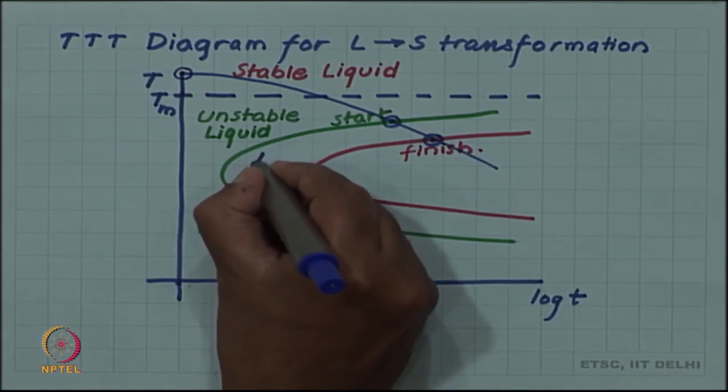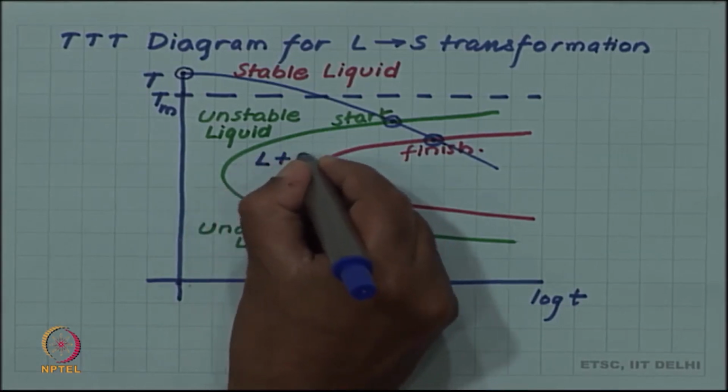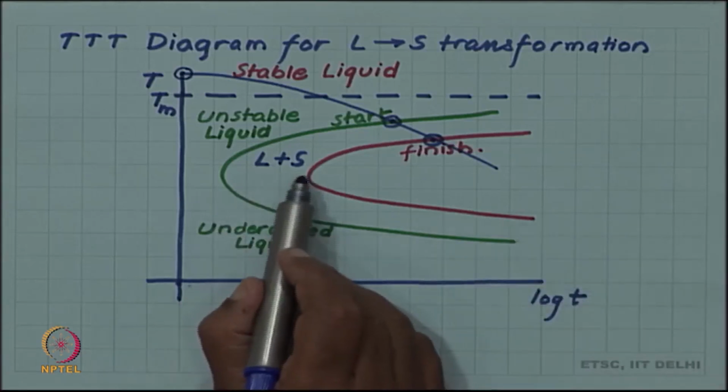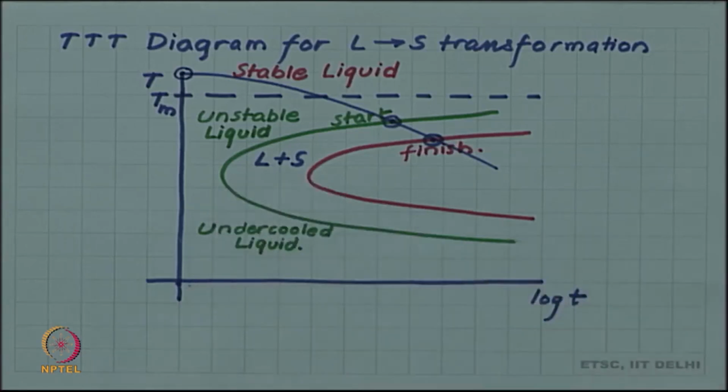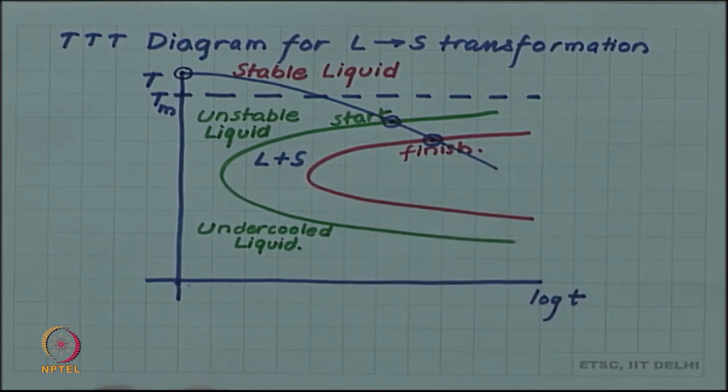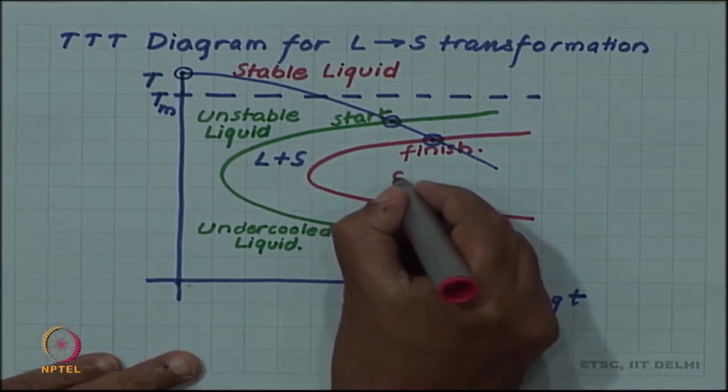So, you have liquid as well as solid. Some liquid has transformed into solid, but some liquid is remaining. Beyond the red curve the transformation has completed. So, you have only solid.